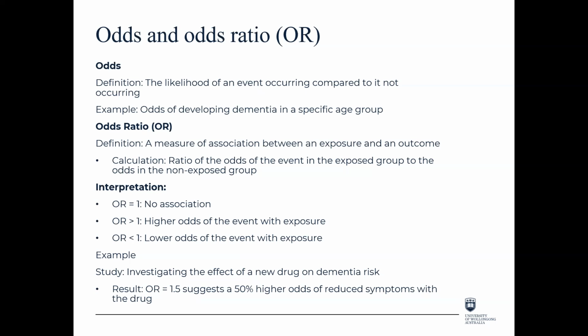And odds ratios are measured on a scale from 0 to 1. Oh, sorry, no, these aren't 0 to 1. When your odds ratio is 1, it means that there's no association. If your odds ratio is more than 1, you've got higher odds of the event occurring with the exposure. And if your odds ratio is less than 1, there's lower odds of the event occurring with exposure. An example is studying the effect of a new drug on dementia risk. If the result was an odds ratio of 1.5, it suggests that there's a 50% higher odds of reduced symptoms with using the new drug.